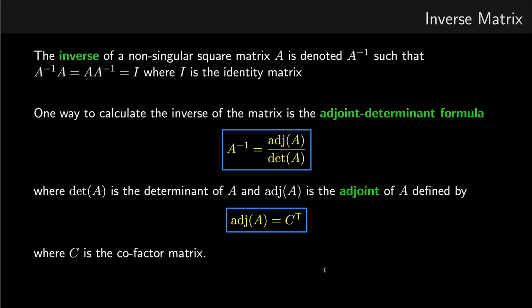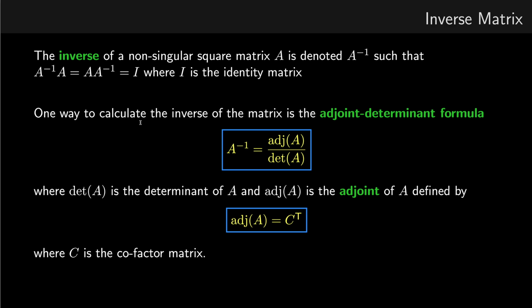I'll show you how to calculate an inverse matrix. Now the inverse of a non-singular square matrix, non-singular meaning the determinant of the matrix is not 0, is denoted by A to the superscript -1, such that when we multiply an inverse by A, we get the identity matrix.